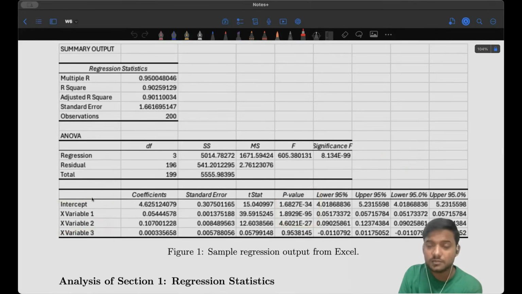We can say the intercept, x variable 1 and x variable 2, these three are important. These three are statistically significant. But for x variable 3, if you see, the p-value is 0.95, which is quite a bit higher than 0.05. So therefore, for x3, we will fail to reject the null hypothesis.